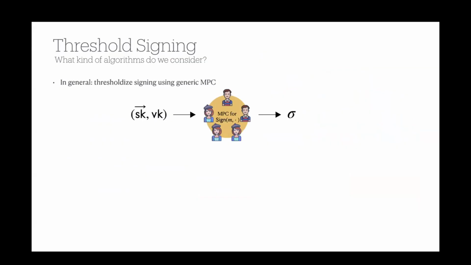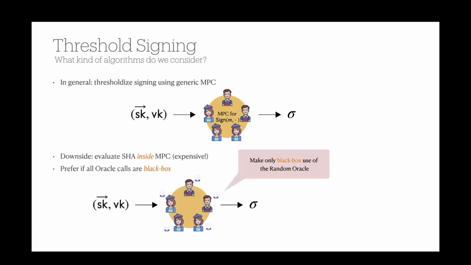Okay, so now to get a bit more into the technical details, for threshold signing, we have to talk about what we mean by threshold signing. In general, you can always threshold sign any signature by using generic MPC. If you have the secret key and verification key, you feed this into some protocol, and you have a bunch of parties, you can just perform generic MPC for the signing algorithm and obtain a signature. Of course, this can broadly be very inefficient.